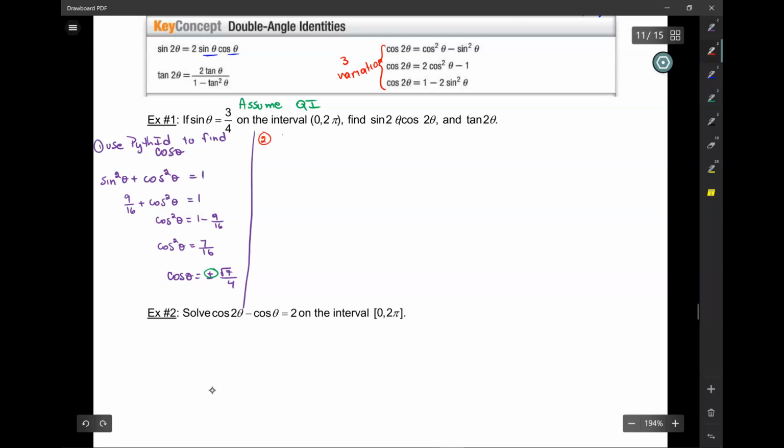So now, number 2, I need to find sine 2 theta. The identity says 2 sine theta cosine theta. That's 2 times sine of theta, which is 3/4, and cosine is root 7 over 4. So sine of 2 theta: the 2 cancels with the 4 in the denominator, so 3 root 7 over 8. Isn't that fun?